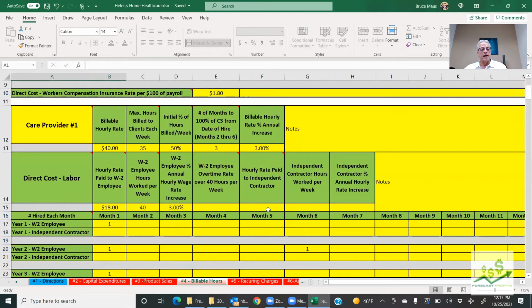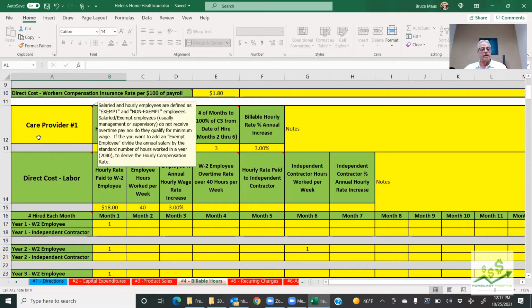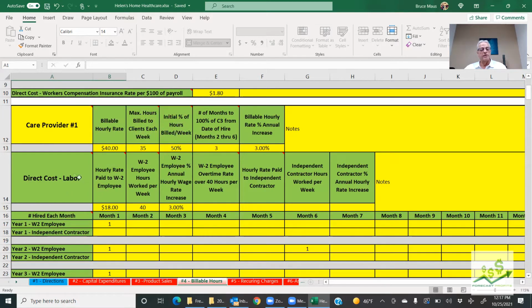Now to the direct revenue and direct labor costs. Helen's first employee, W-2 employee, is care provider number 1. She's going to charge the client $40 an hour, and maximum billable hours will be 35 hours a week because they're never 100% efficient. It's going to take about 3 months for that employee to get up to speed to be 100% billable hours. And finally, a 3% annual increase.